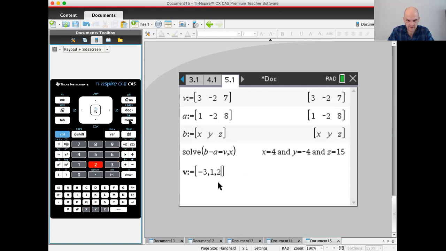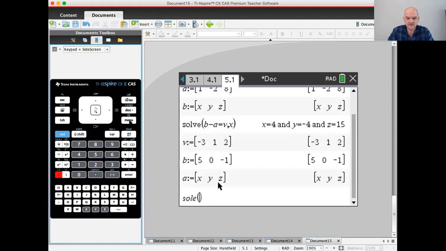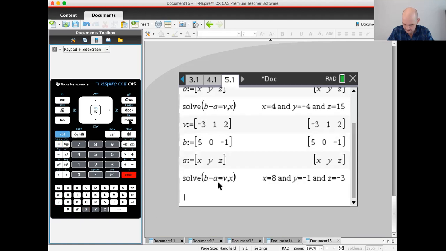-3, 1, 2. B is 5, 0, -1. A is going to be x, y, z. And let's solve it. Solve b minus a equals v for x. So we get 8, -1, and -3. So we got it. Nice.